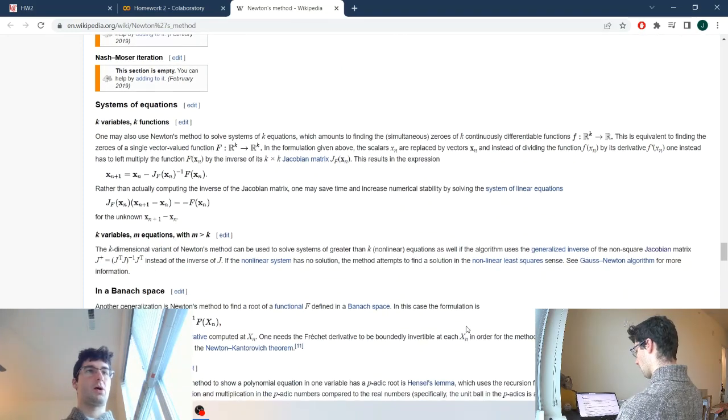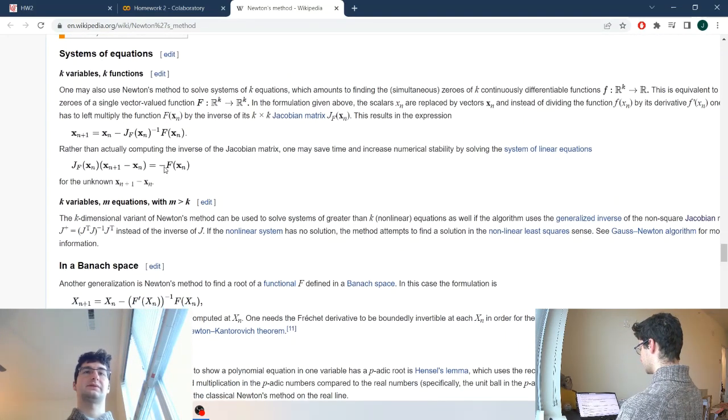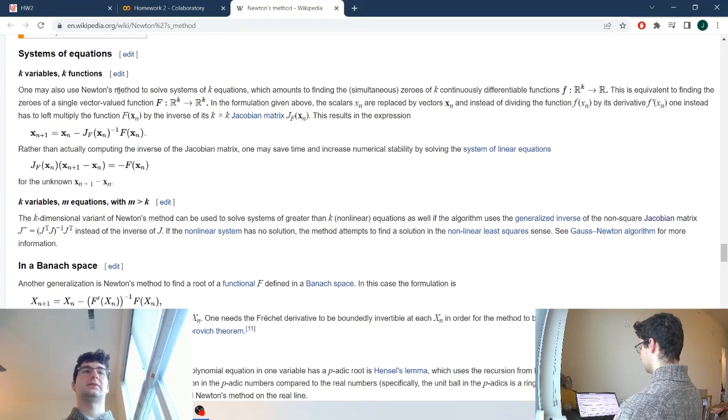So this is on the Newton's method Wikipedia page, and it talks about what you do if you have a system of equations. You solve for k equations, so you give it vectors instead of scalars. Instead of dividing by its derivative, you have to multiply by the inverse of its Jacobian matrix. So this is the expression that we're going to implement right here.